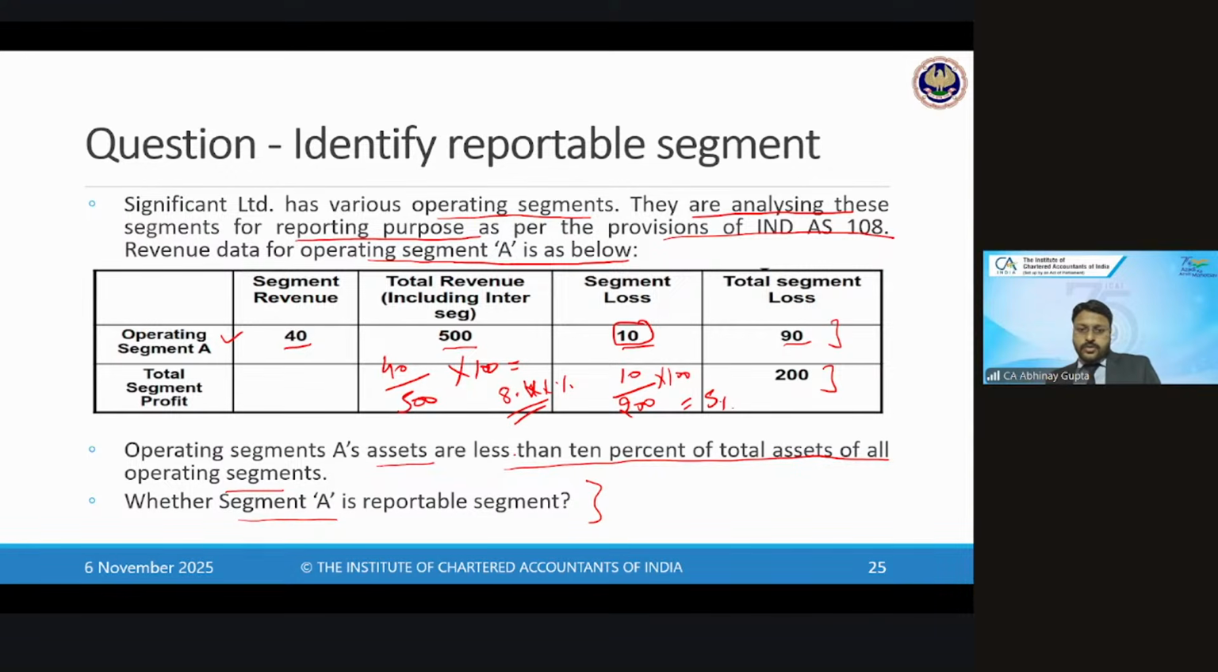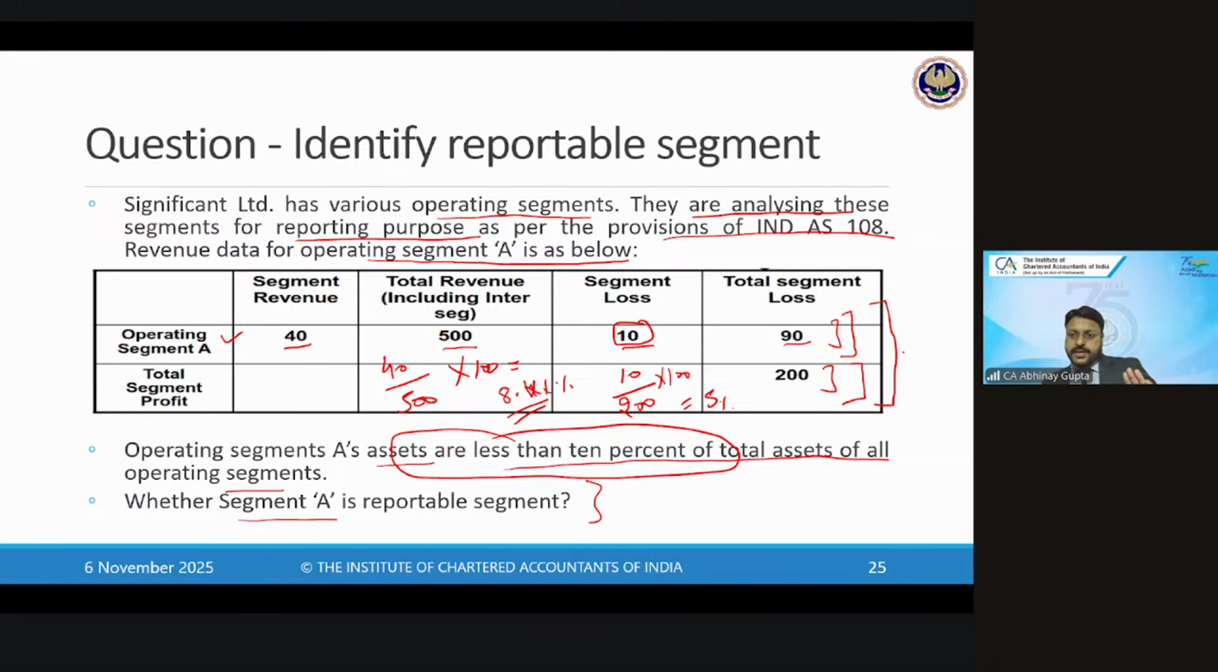And the question says segment assets are less than 10%. So the third condition is already clarified in the question. No need to check because we don't have the numbers, right? So the revenue condition is not met. So is 200 the total segment profit or total segment loss? The total segment loss of the loss-making segments is 90. The total segment profit of the profit-making segments is 200 in absolute terms. But here, operating segment A, hold on.